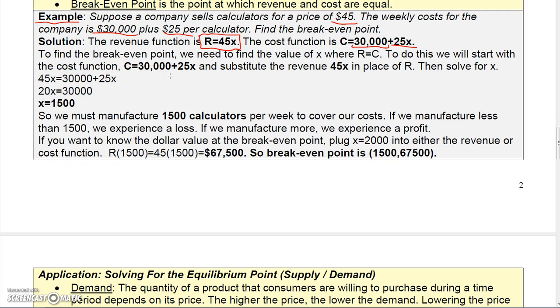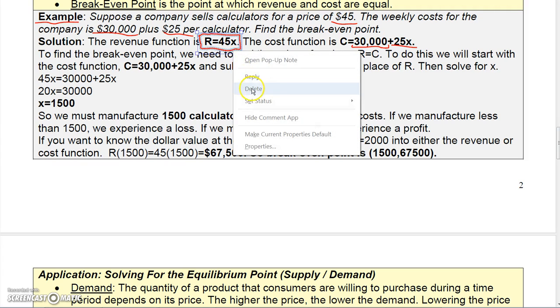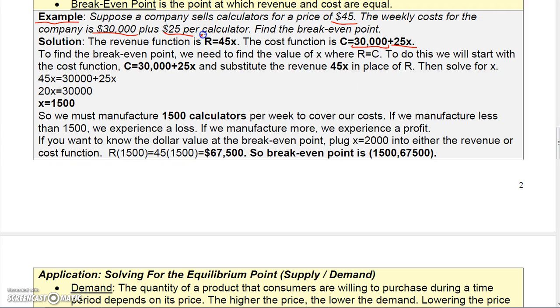Now, in order to solve for the break-even point, we want to find where the revenue function equals the cost function. So in essence, what we're doing here is a substitution problem. We're going to take revenue equals 45x, and we're going to substitute that in for the cost. So we're just doing a simple substitution here. And when you do that, you'll get this equation, 45x equals 30,000 plus 25x. And then if you subtract 25x from both sides, you get 20x equals 30,000, or x equals 1,500.